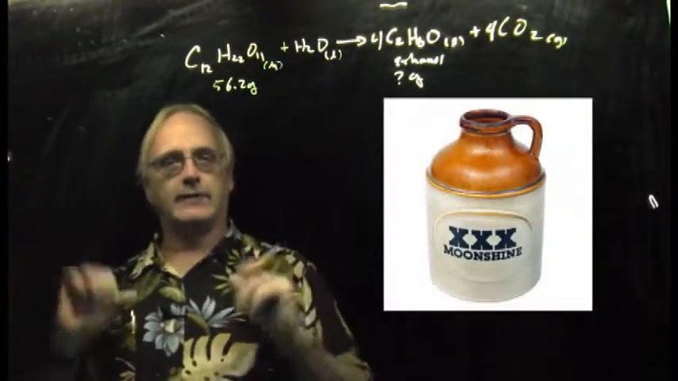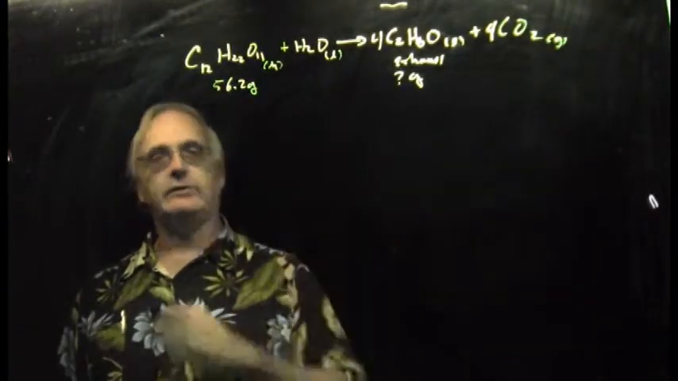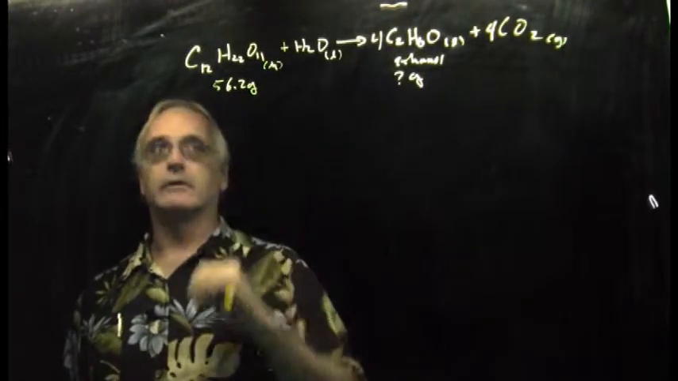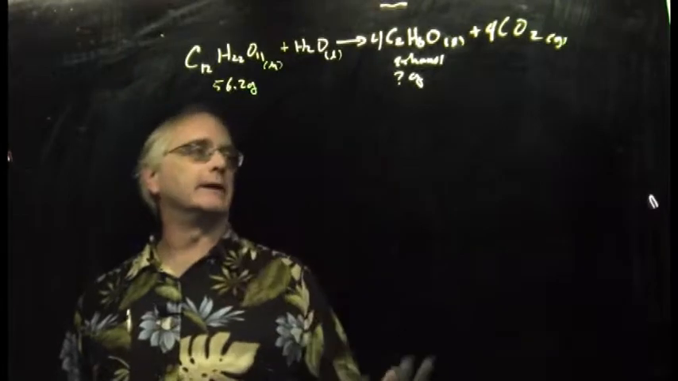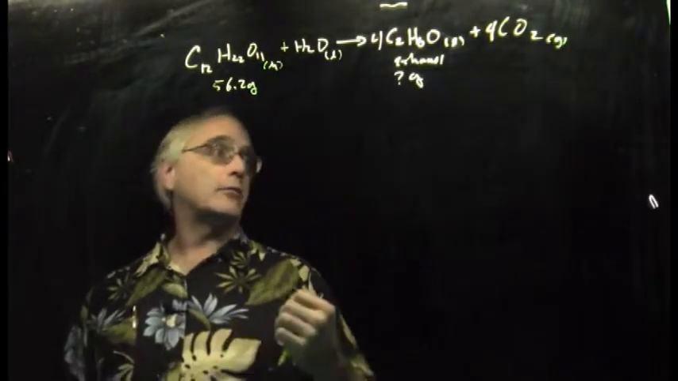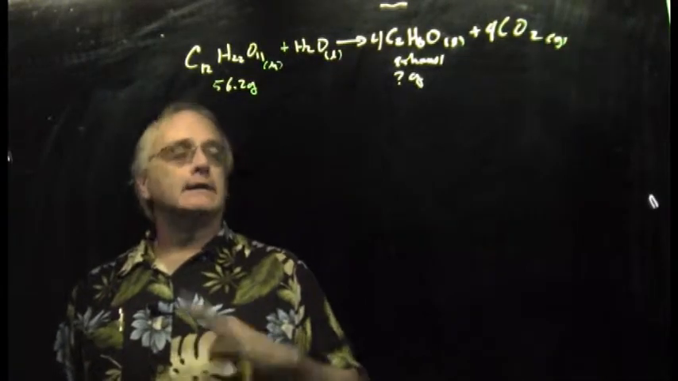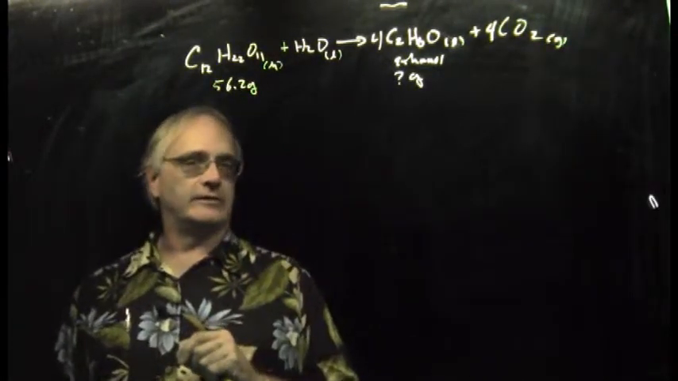That is the classic setup of a stoichiometry problem. You have a reaction, you know an amount of either a reactant or product, here a reactant, and you're asked about how much of something else in that reaction. Here, the product, what we're most interested in, the ethanol. How much are you going to get? Classic stoichiometry problem.